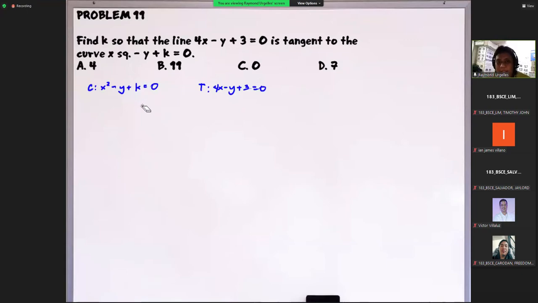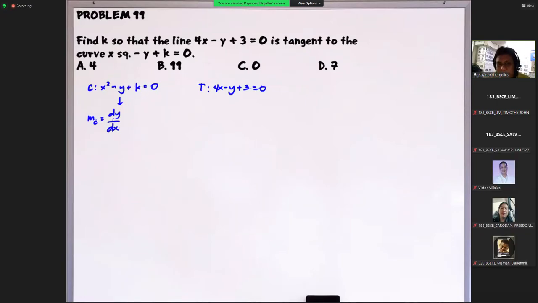So pero pag sinolve natin yung slope natin dito, diba? So remember na pagdating sa curve natin, yung slope ng curve natin is just given by dy dx. So kailangan nating kunin yung derivative nito. We can use implicit differentiation, but as you can see, madali lang natin ma-isolate si y. So instead of using implicit differentiation here, ang gagawin natin, isolate na lang muna natin si y, diba?